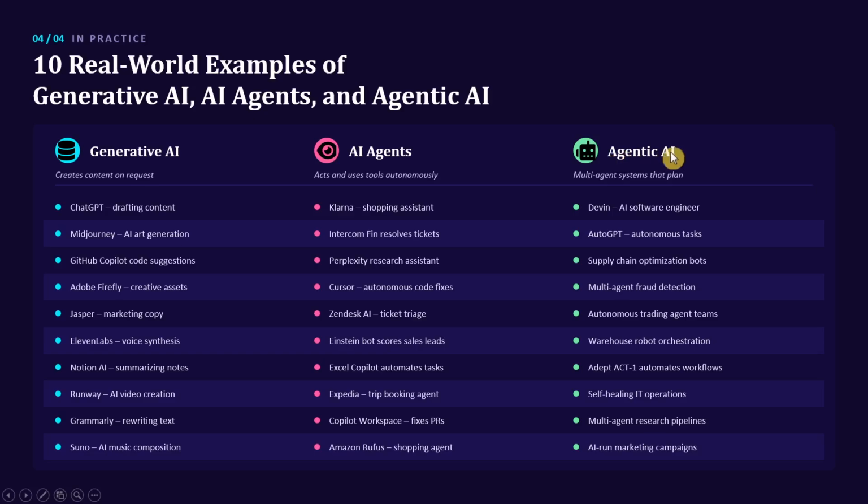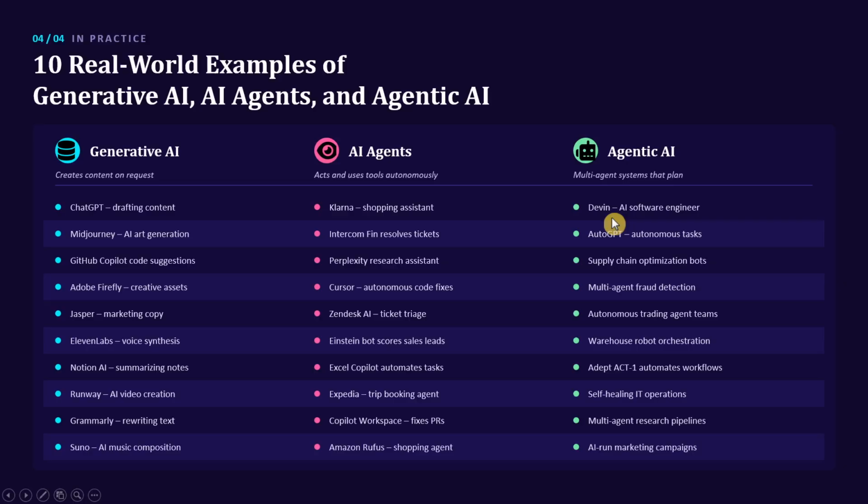Whenever we are talking about agentic AI, always think about multiple agents. An AI agent is one single agent; agentic AI is multiple agents which collaborate and work together to achieve the big goal. So it is a multi-agent system that plans. This is Devin, AutoGPT, Claude is another. Again, more examples: supply chain optimization bots, multi-agent fraud detection and autonomy in the bank, in financial institutions, and then autonomous trading agent teams, warehouse robot orchestration. So these are the examples. Also AI-run marketing campaigns.